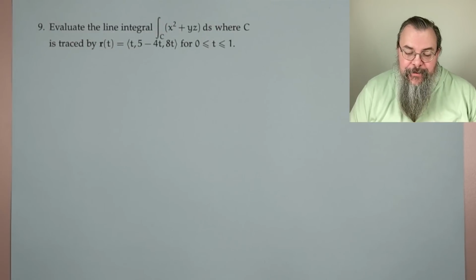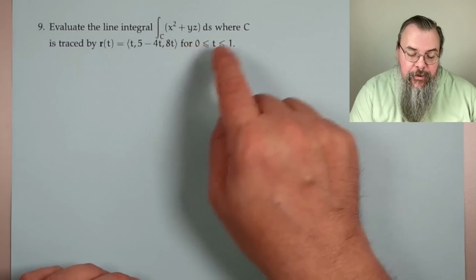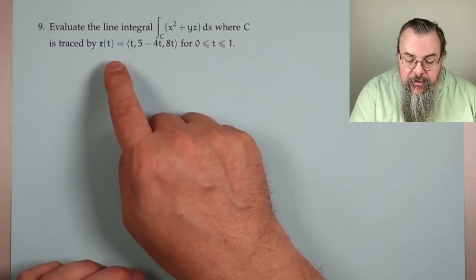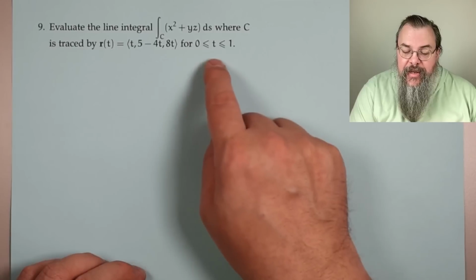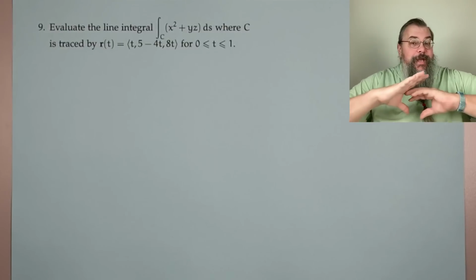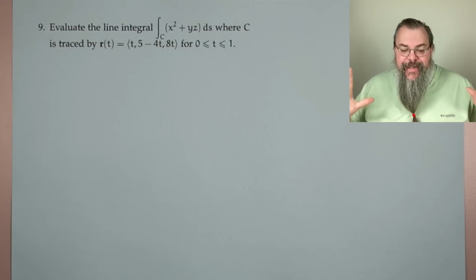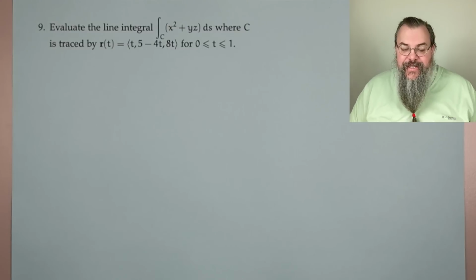Evaluate the line integral along the curve of x squared plus yz ds, where C is traced by this curve r(t) parameterized by t, 5 minus 4t, 8t, and t goes from 0 to 1. Now, side note, we cannot use conservative methods here. This is not a conservative setting because there's no orientation given.